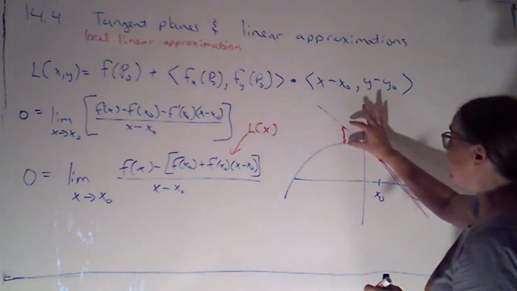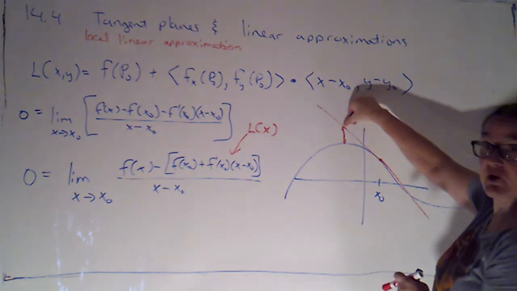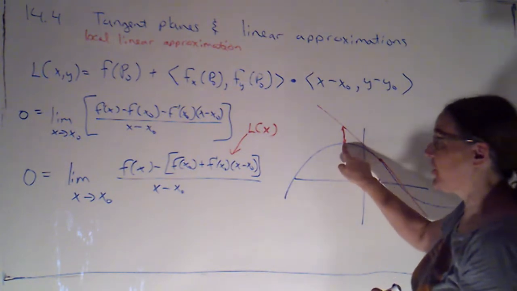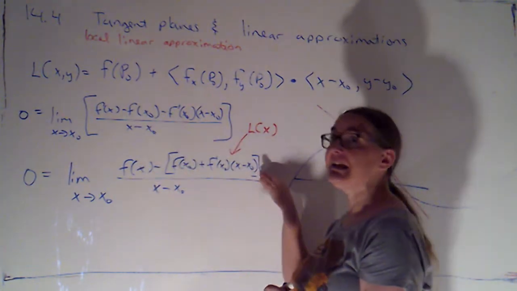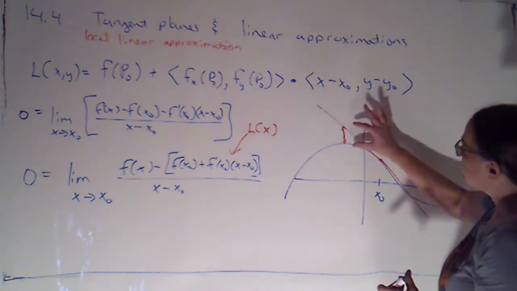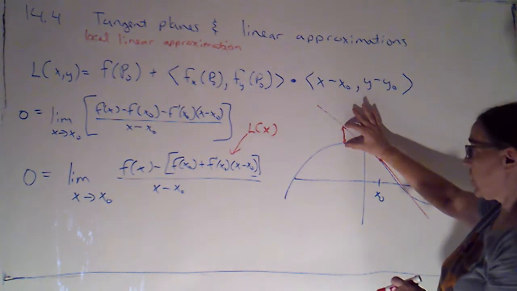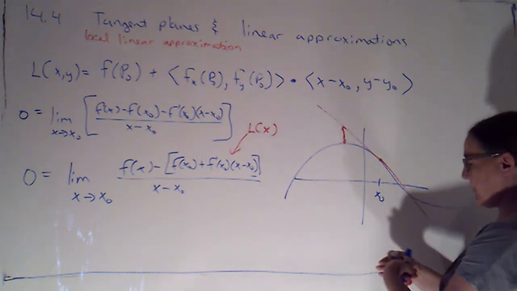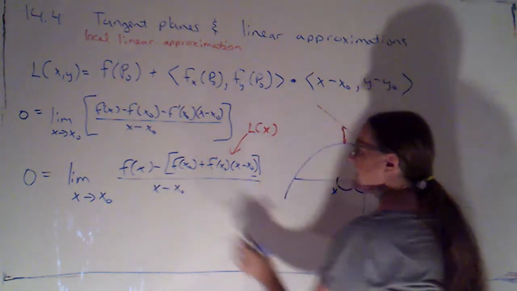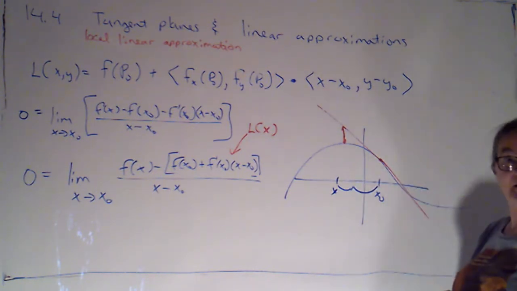And it's looking at that as a signed distance. In this particular case, the y value on the line at this location is bigger than the y value on the curve, so this would be a negative number that I would have on top. So this is the signed vertical gap between the line and the curve, and then what I have on the bottom, x minus x naught, that's just the signed horizontal distance between these points.